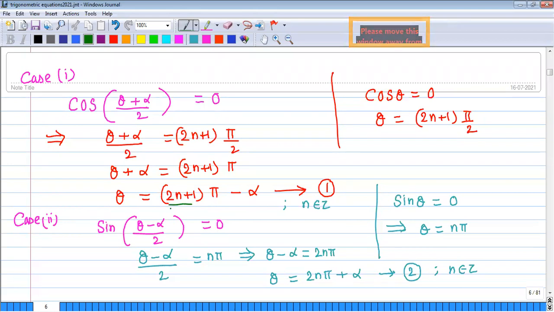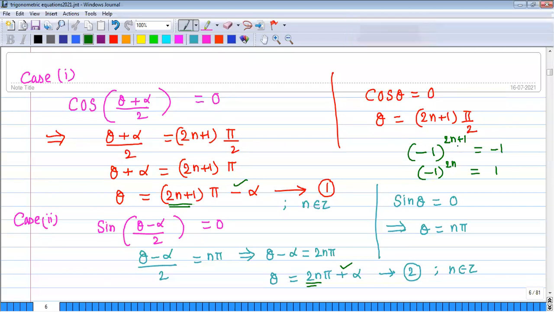Whenever we have 2n plus 1, we are getting the negative side. Am I correct? Yes, sir. Whenever we have 2n, we are getting the positive side. Minus 1 to the power of 2n plus 1: 2n plus 1 is an odd number, so we get minus 1. Minus 1 to the power of 2n, an even number, gives 1. So we can club these two as minus 1 to the power of n.